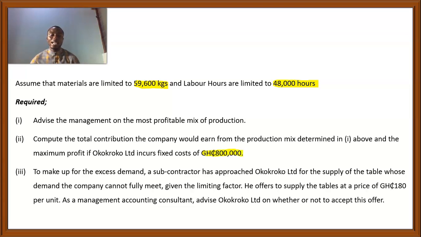To make up for the excess demand, a subcontractor has approached Cocoa Limited for the supply of the table whose demand the company cannot fully meet, given the limiting factor. He offers to supply the tables at a price of 180 Ghana cedis per unit. As a management accounting consultant, advise Cocoa Limited on whether or not to accept this offer.